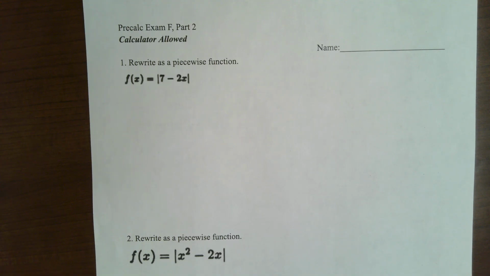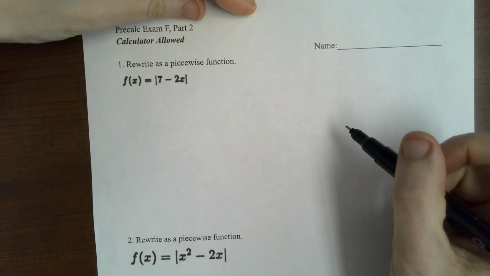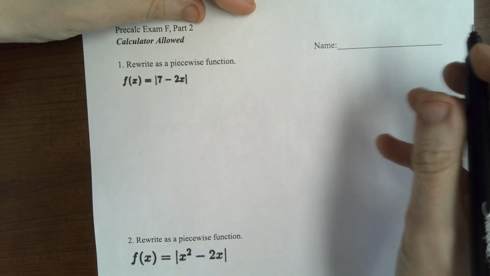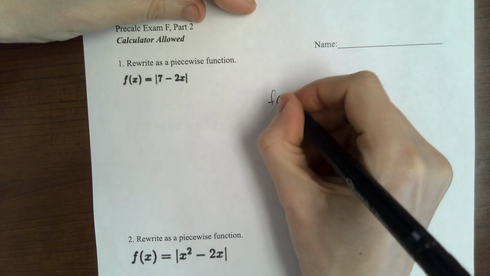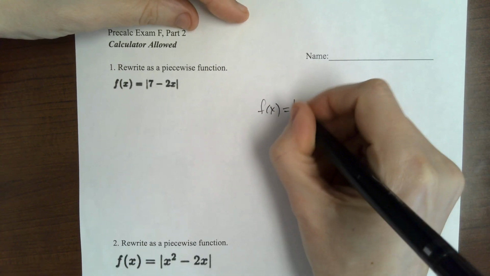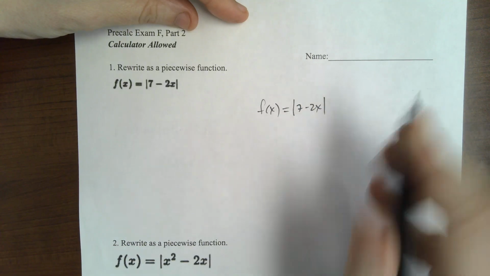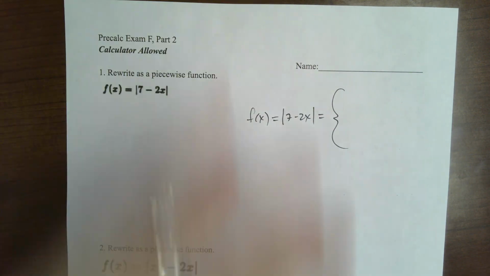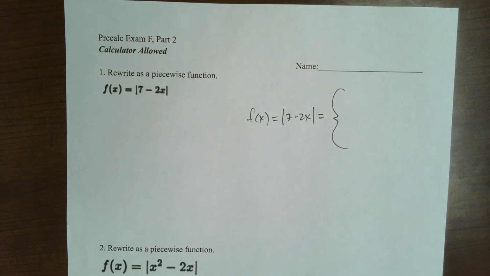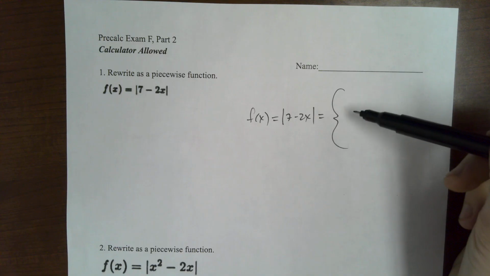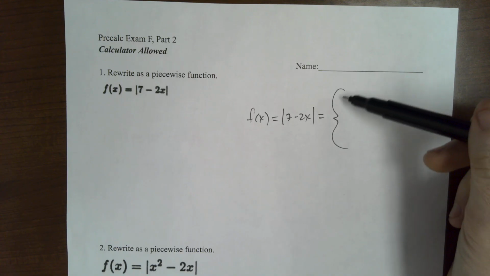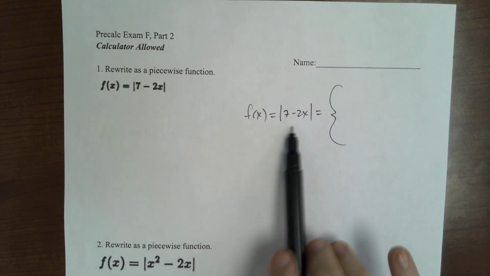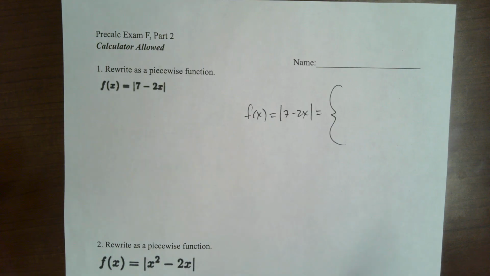All right, so what you do, guys, is, I'll go off to the side here. So f of x, and it's optional to rewrite this, but we're going to rewrite it as a piecewise function. So we use a brace, and then inside that brace, we're going to split this up. Okay, so how do you do this?